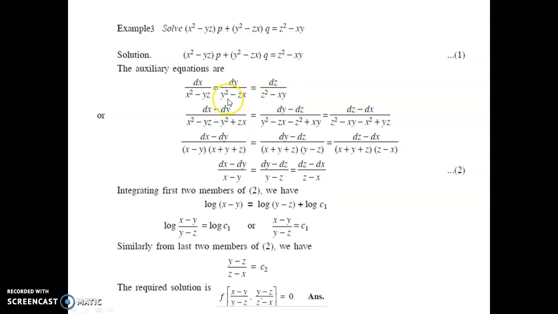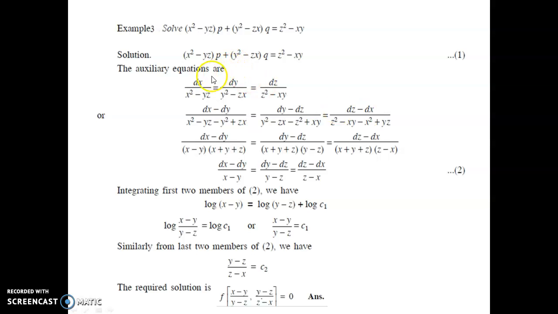Now if you directly compare any two of these, you will not get an easily integrable function. So you have to look into the problem, and obviously, the more you practice the questions, the more you will be acquainted with what combinations are possible. Here, if you take dx minus dy, you will also subtract the denominators. Again dy minus dz, you subtract the denominators. Then dz minus dx, you subtract the denominators.